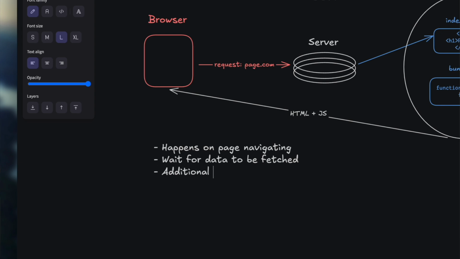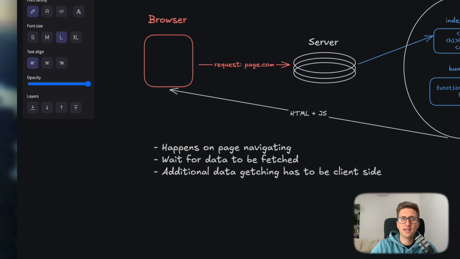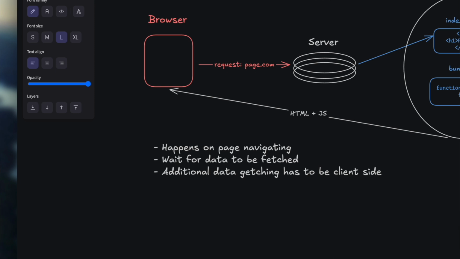Additionally, if you need to fetch data based on what's returned from the server, you have to do it on the client side. Besides HTML, the server also sends the JavaScript bundle, which is responsible for hydrating the page on the client. Hydration adds JavaScript interactivity to the pre-rendered HTML, making the page fully interactive only once hydration is complete.